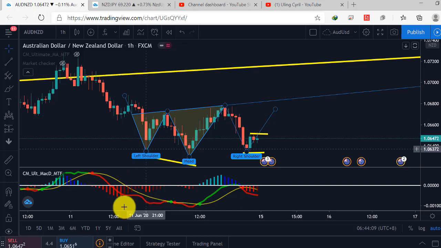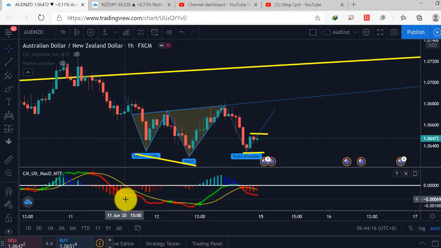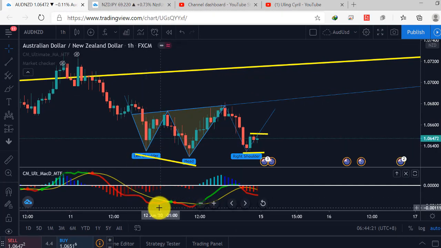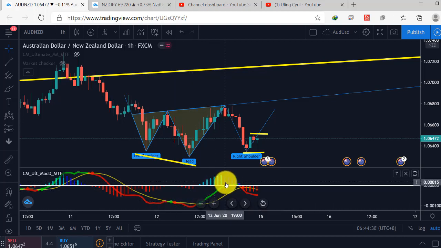But before that, we have to identify first the left shoulder, the head, and the right shoulder. For the left shoulder, we have here the crossover of the MACD tool, which we are currently using. Although it has been late, nasa neckline po itong sinasabi natin crossover. Then on the head naman po, nag-crossover siya going up. Then another crossover forming the right shoulder.